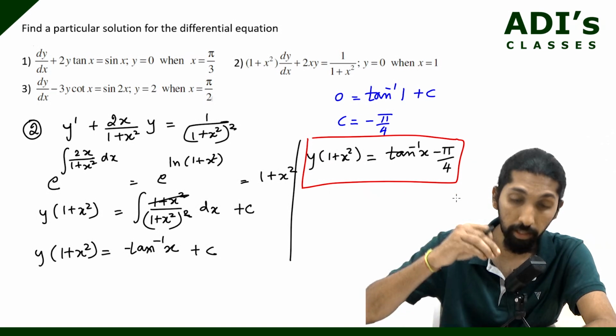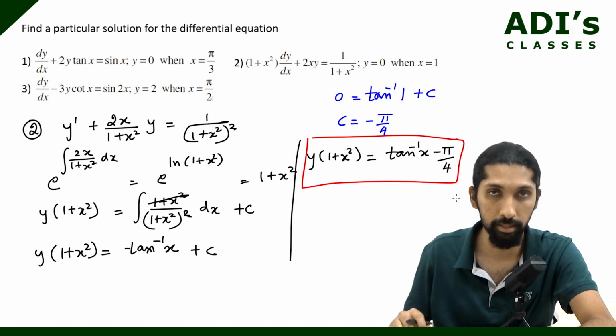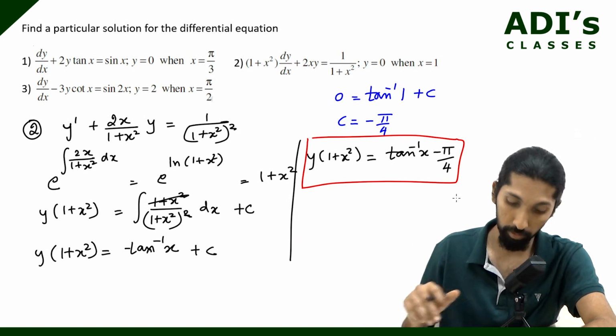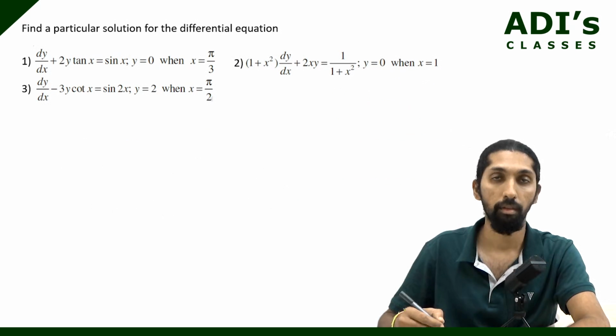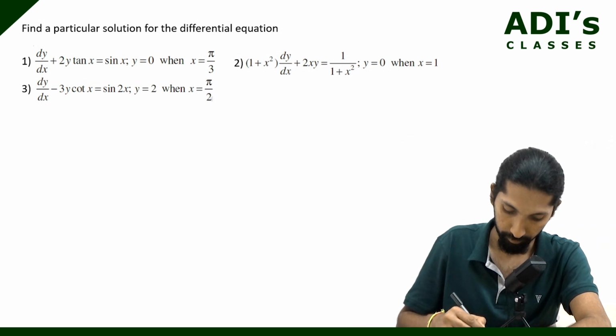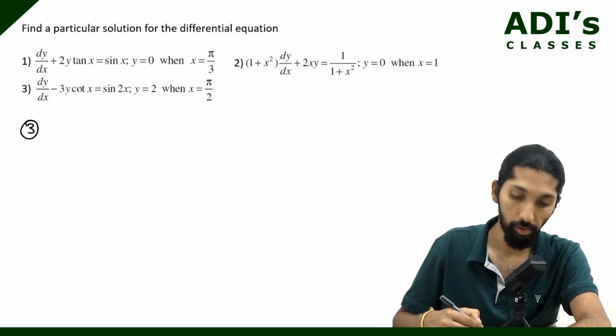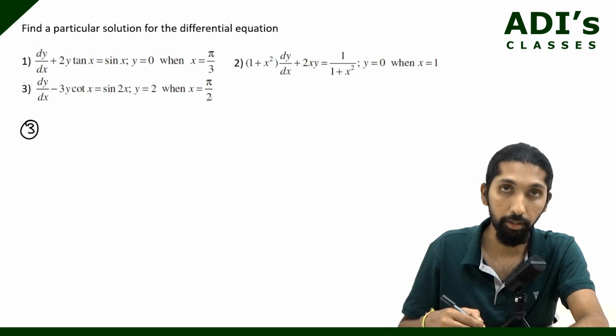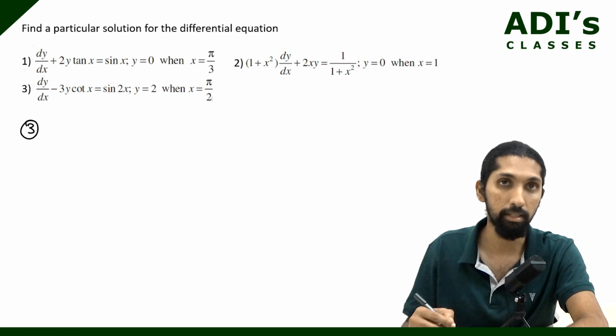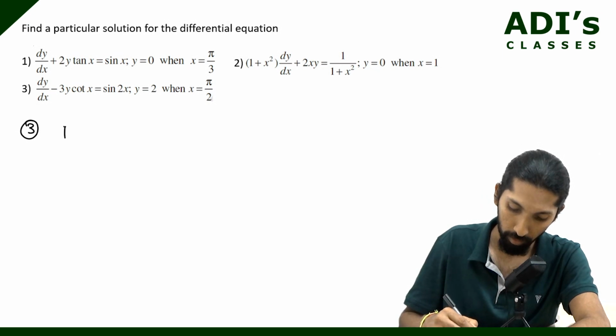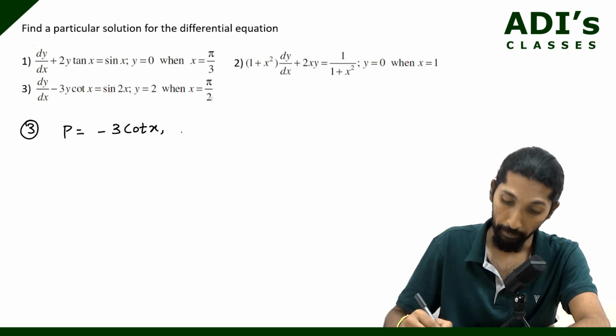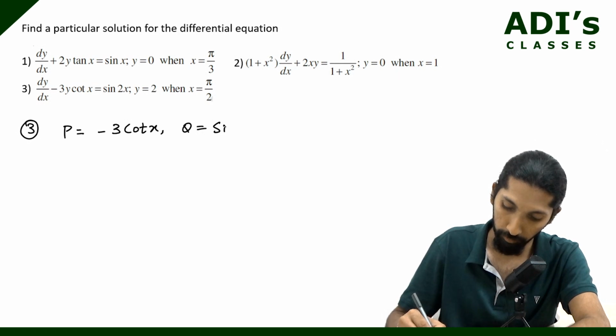Remember, it's a particular solution, isn't it? Now let's do the third question. See the third one. So let's write down P and Q because it's already given in the standard form, right? So P value is minus 3 cot x, correct? And Q is sine of 2x.